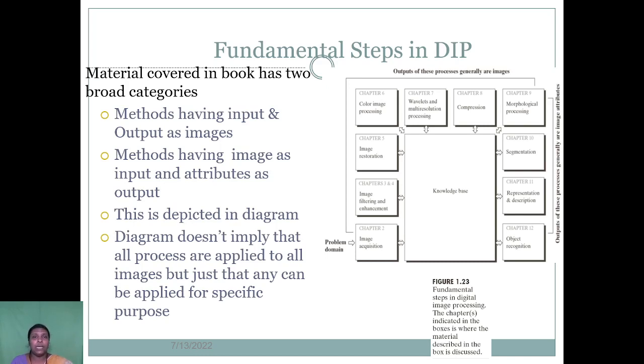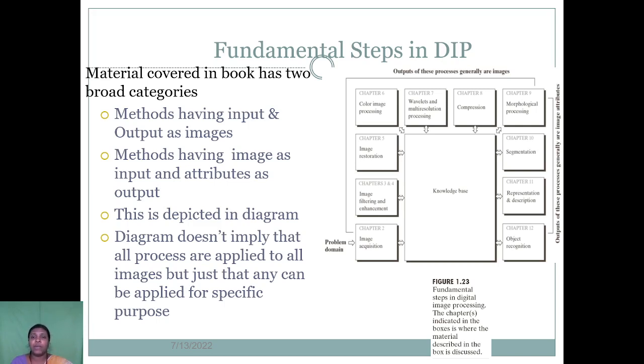We are going to see about the fundamental steps in digital image processing. What are the fundamental steps and how are we going to study this chapter? The first one is the introduction of image processing, and the next one is image acquisition. We are going to have some pre-processing steps in image acquisition. And the next one, image filtering and enhancement. Here you're going to have the enhancement of the image, better quality, and noise removal, for example.